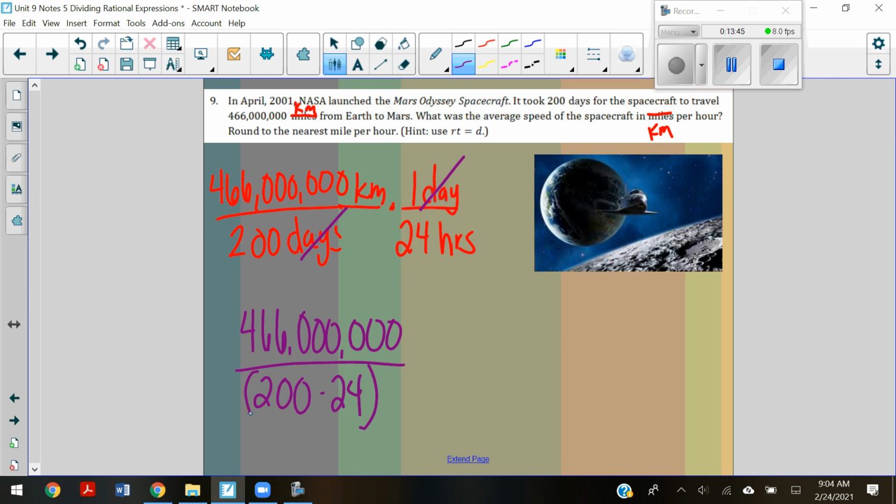Okay, so when we do this, we get 97,083.3. So that doesn't round. So this is in kilometers per hour. That's pretty good, guys. Now, if you wanted to change that into miles per hour, we would have to do converting between kilometers and miles. And I think we're just going to skip that for today.